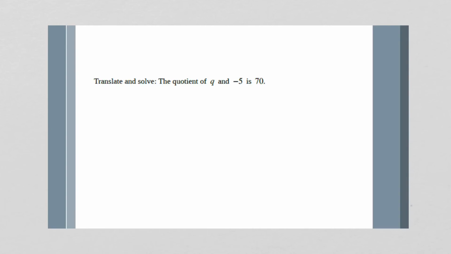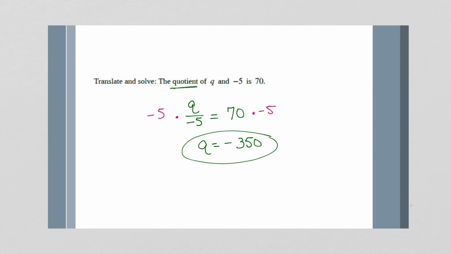Okay, this one we're translating and solving at the same time. Alright, so quotient also means divide. So you've got the quotient of q and negative 5. So q and negative 5 is means equals 70. And again, to solve this one, just like on the last one, multiply both sides by negative 5. So q is equal to negative 350.